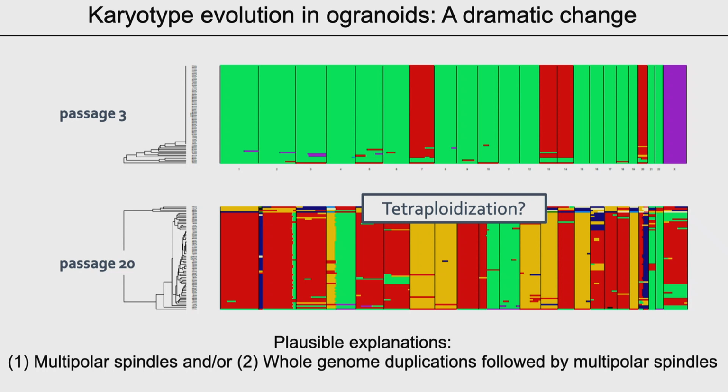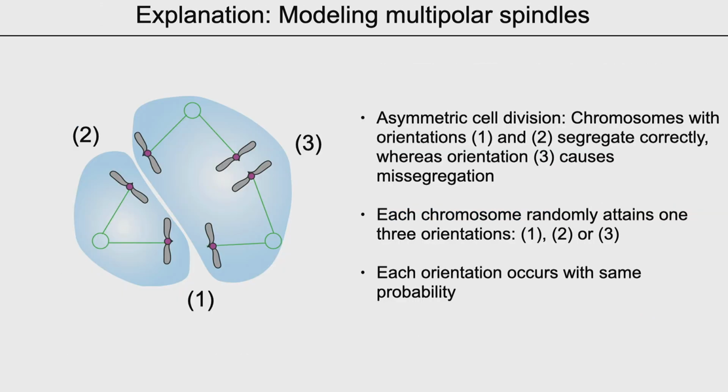And the idea was to check whether it's going via multipolar spindle, or it is related to whole genome duplication. So how we model multipolar spindles, we say that we have, for instance, 3 poles, and if we have 3 poles, we have the same probability for each of these connections.